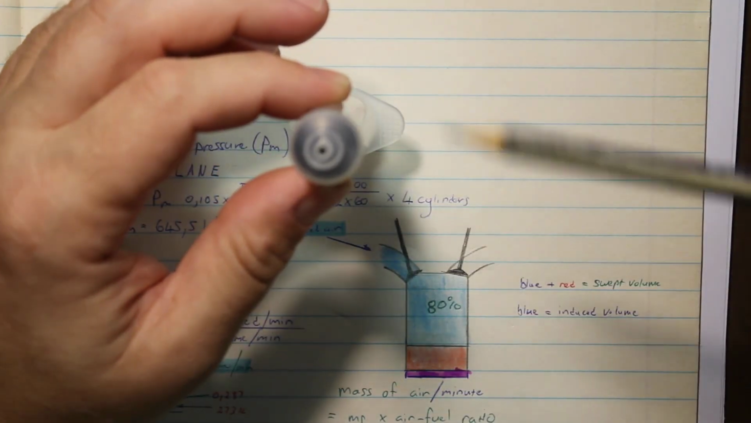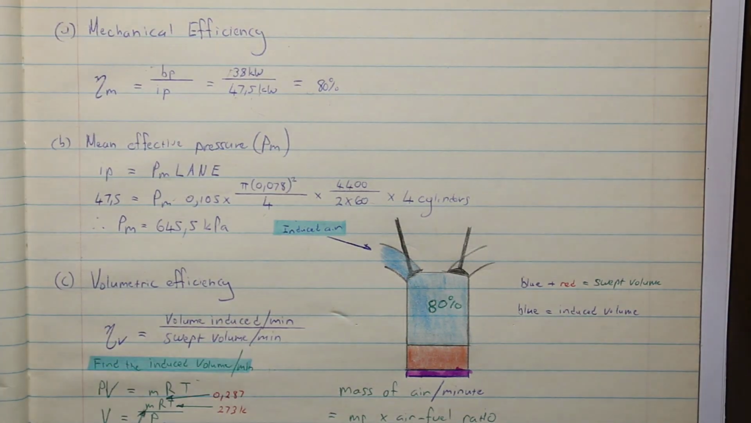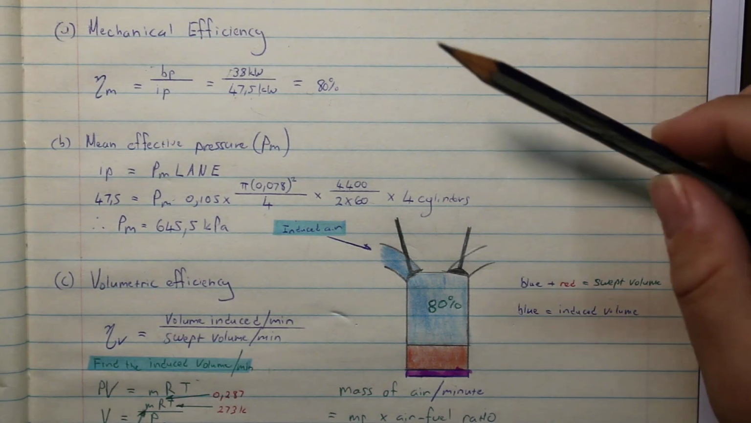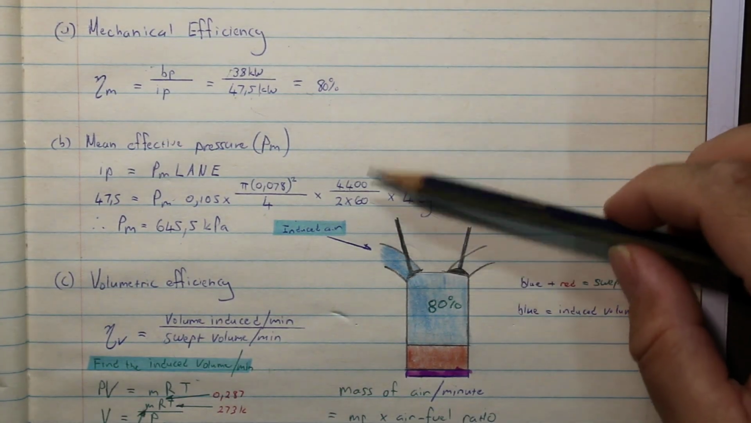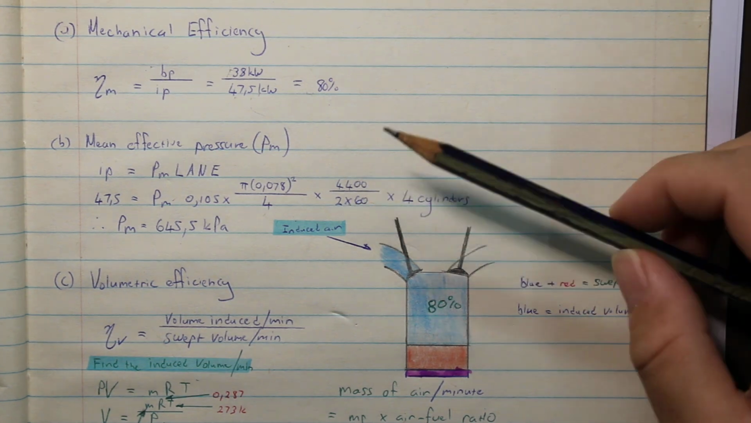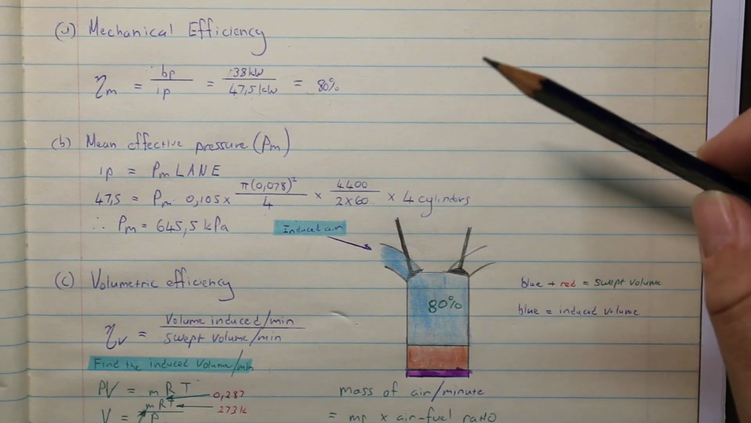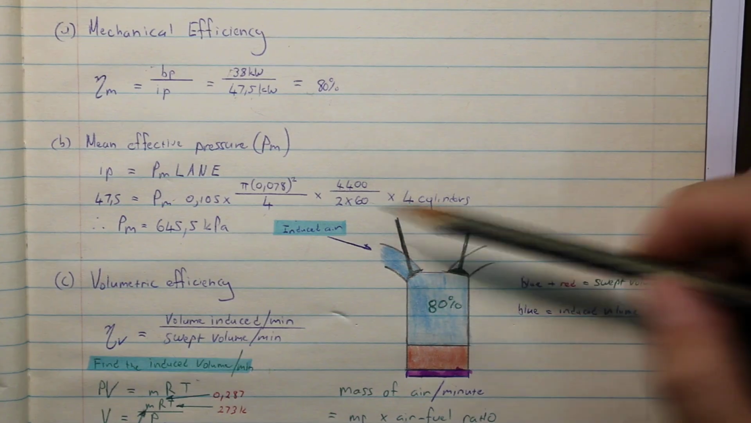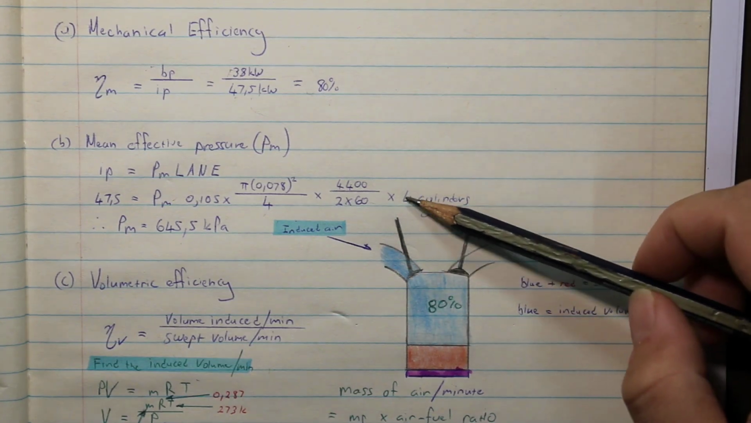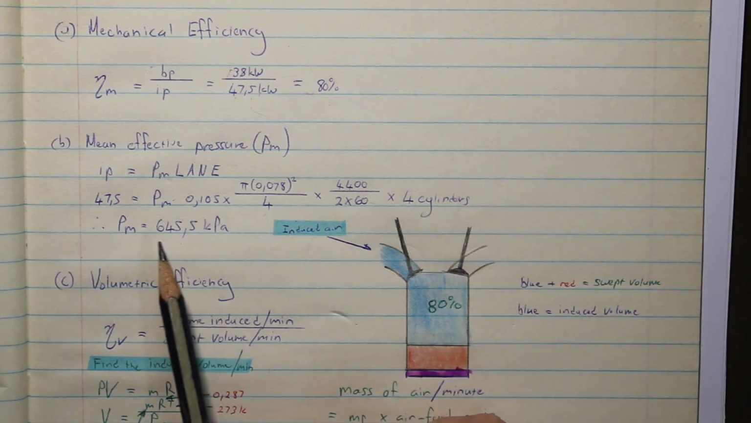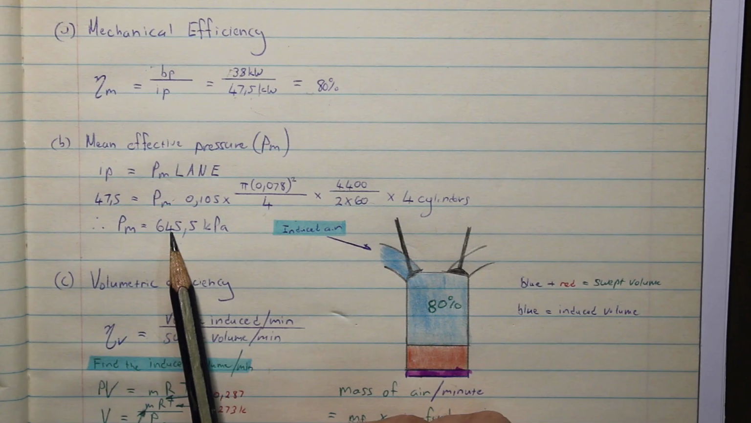So the area of the cylinder. So looking from the top, it's the area of the cylinder. Then for the speed, again, we said that it's a 4-stroke engine, so we're going to be dividing the speed by 2. So 4,400 divided by 2. And then we also are going to be dividing it by 60 because we want it per second. Then we multiply it by the 4 cylinders. And then we're going to get the mean effective pressure.